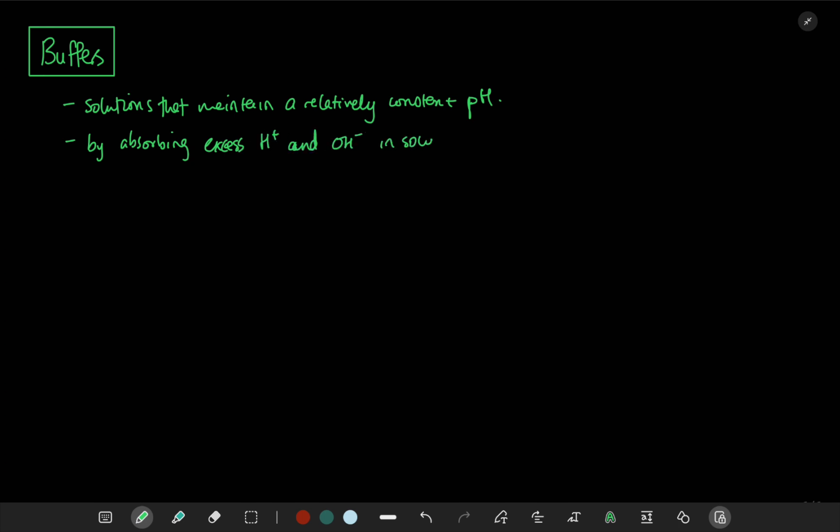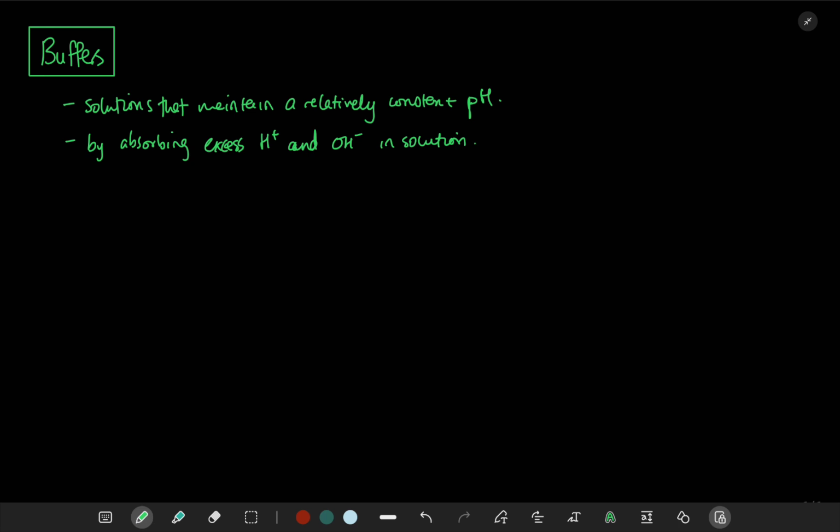So they are solutions that maintain a relatively constant pH. All right, and so the addition of a given amount of acid or base will result in a smaller change in pH in a buffered solution versus in a solution that is not buffered. Okay, so how do they do this? Well, buffers are able to maintain this relatively constant pH range because they are able to readily absorb excess hydrogen ions or hydroxide ions in solution.